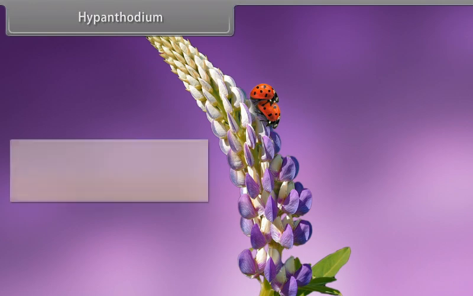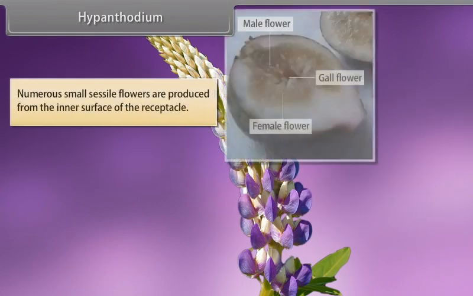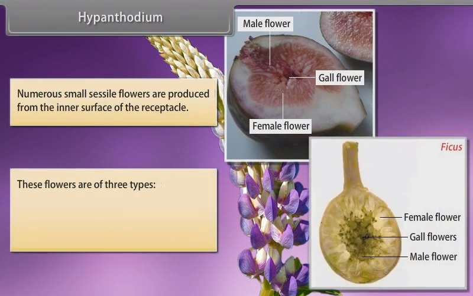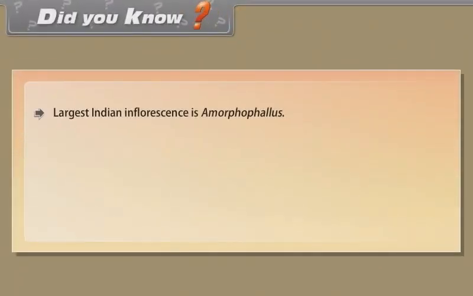Hypanthodium. In this type of inflorescence, the receptacle becomes spherical with a cavity inside. It opens to the outside with a small opening. Numerous small sessile flowers are produced from the inner surface of the receptacle. These flowers are of 3 types: male flowers, female flowers, and sterile female flowers, gall flowers. Example: Ficus. Did you know the largest Indian inflorescence is Amorphophallus?